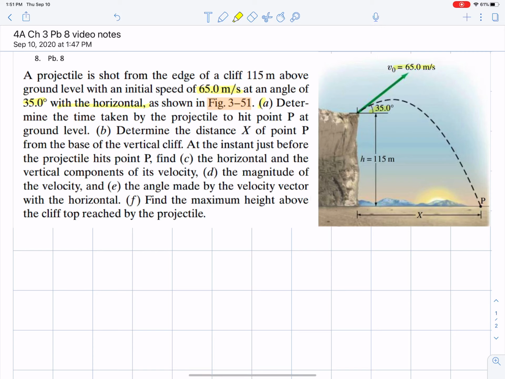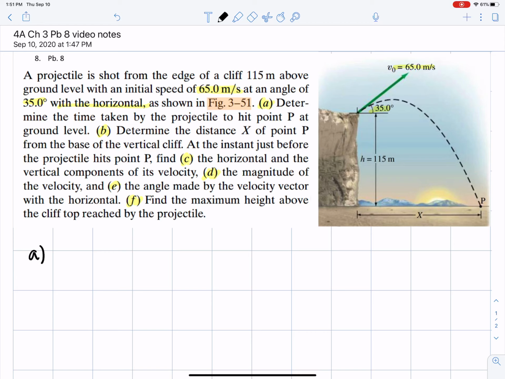And then from there you are asked to find a multitude of things, and we're going to go over one by one. I wanted to add something else at the very end, if we have time: the total height from the base below the cliff all the way to the top. So let's start with point A.